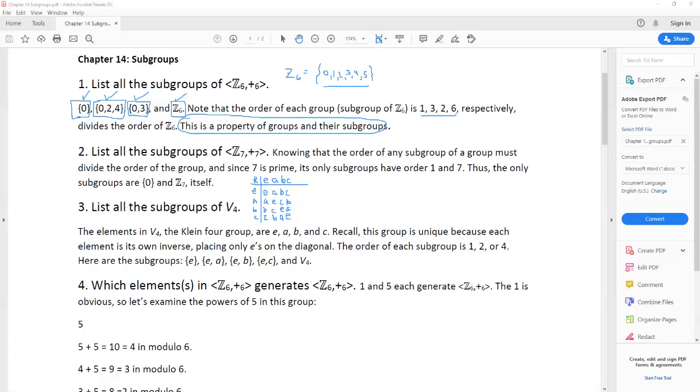And if you're looking at Z7, 7 being a prime number has only 2 factors, 1 and 7. So any subgroup would have to have an order of 1 or 7. That leaves us with the identity, and that leaves us with Z7 itself.